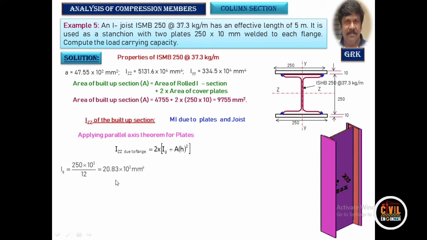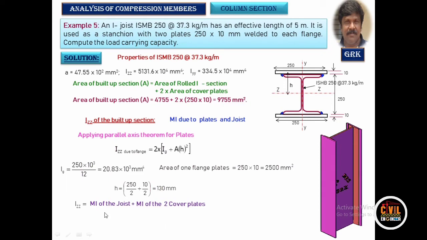We'll find out one by one. Ig, the moment of inertia of the plate, is b d cube by 12. Area of one plate is 250 into 10, equal to 2500 mm square. H is the centroidal distance between the two axes under consideration.